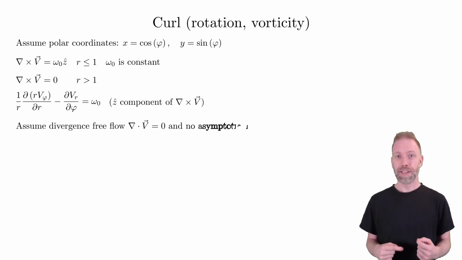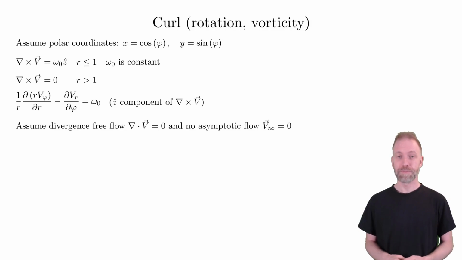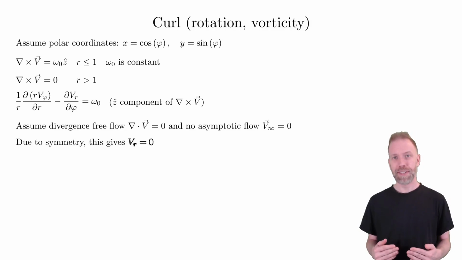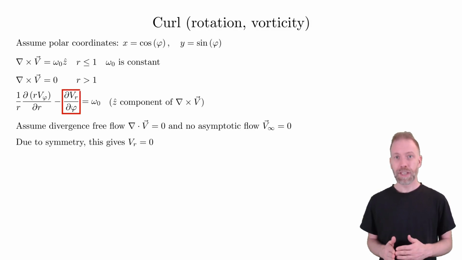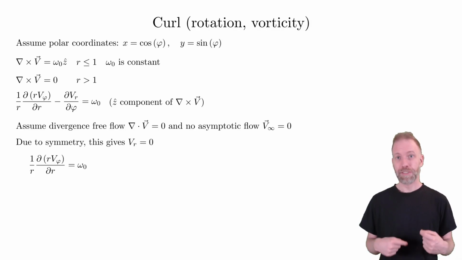This time, we will assume divergence-free flow and that the flow far away is 0. We know from the previous video that the divergence gave the flow in the radial direction, hence 0 divergence means that the flow in the radial direction is 0. This gives the same differential equation as for the divergence example, hence I'll give a very quick solution.